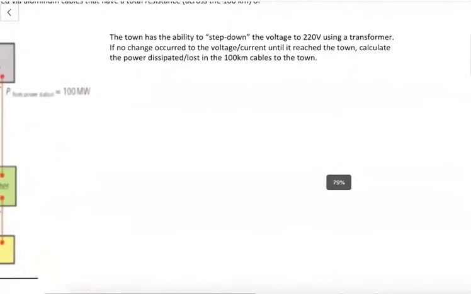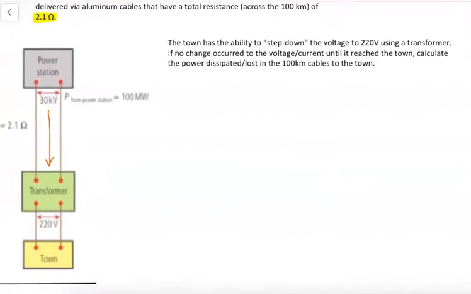So this town has the ability to step down the voltage. This is a step-down transformer, meaning it decreases the voltage from 30,000 volts to 220 volts. If no change occurred to the voltage or current until it reached the town, we want to calculate the power dissipated or lost in those 100 kilometers of cables to the town.